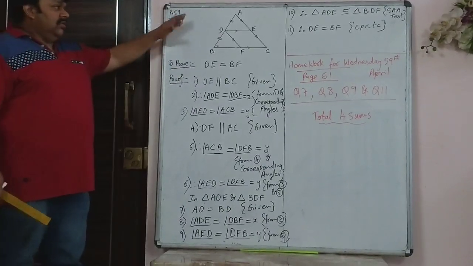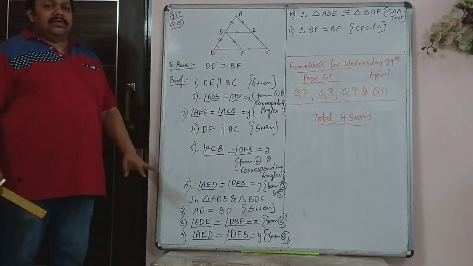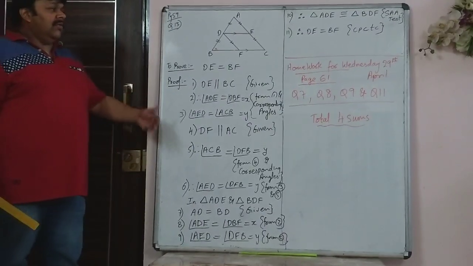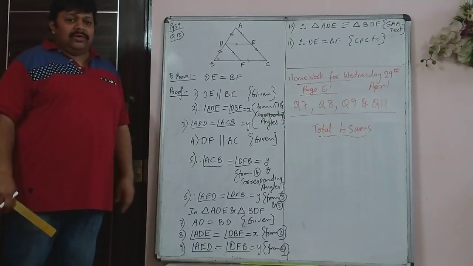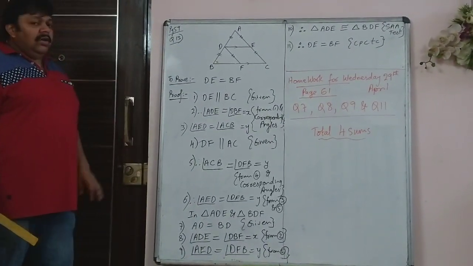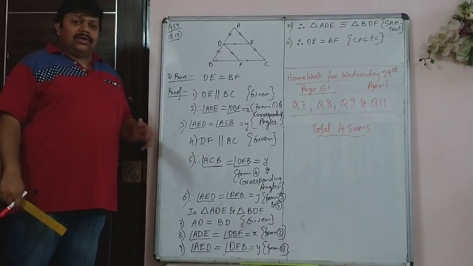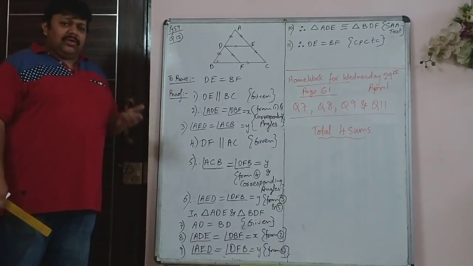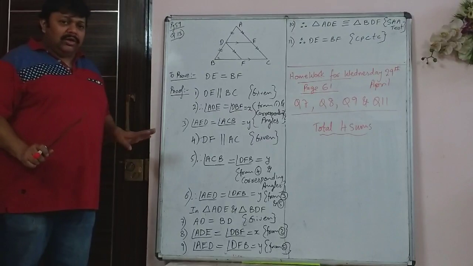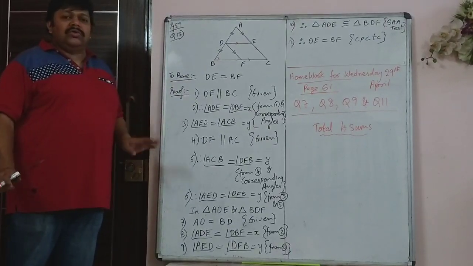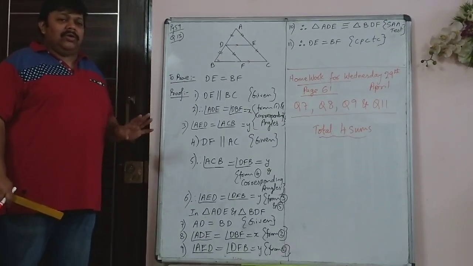So we will do this as the last sum for today, and then we will continue and finish congruency in the next video, and then after that we will continue isosceles, because both congruency and isosceles are one only. Here also many times you have used the isosceles triangle property already.